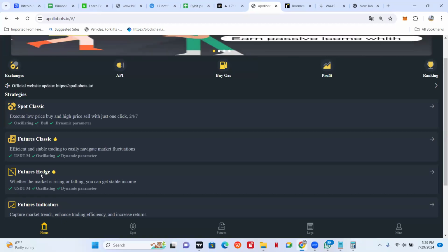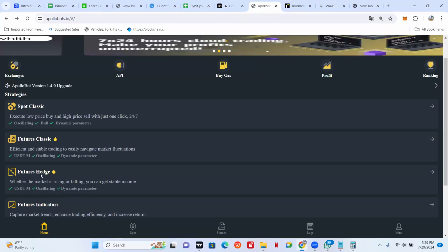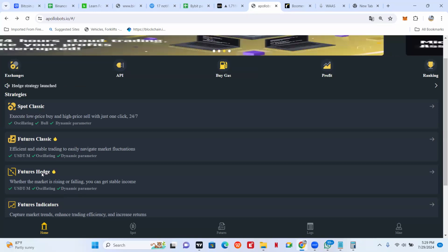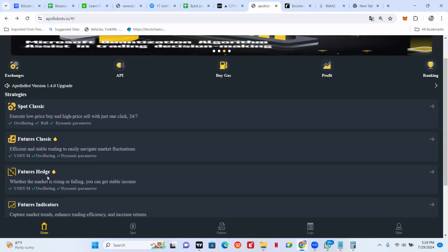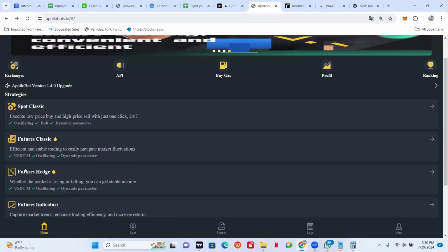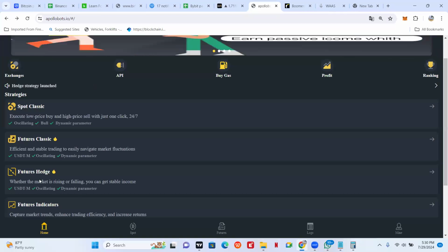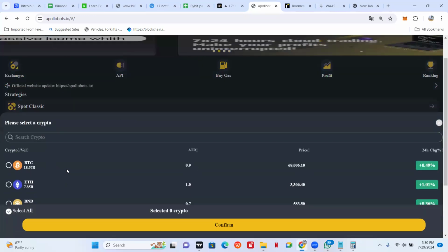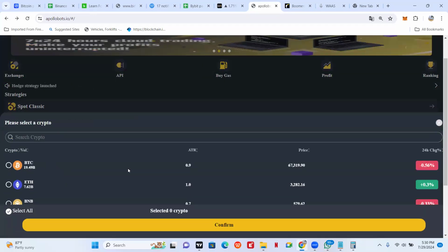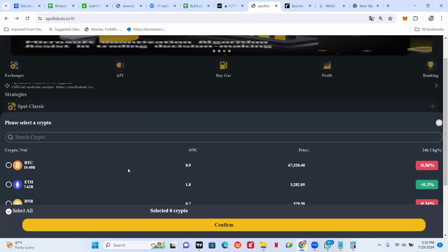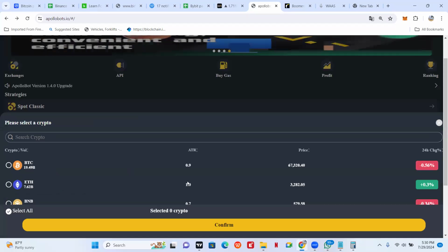Let's set up the futures hedge bot, because this is one of the latest Apollo trading instruments that has been added as an extra, and it's been very wonderful using futures hedge. If I tap on futures hedge, it opens up like this. I'm working with a PC, so your phones might not have the same orientation. This one is wider, but actually it's the same thing.